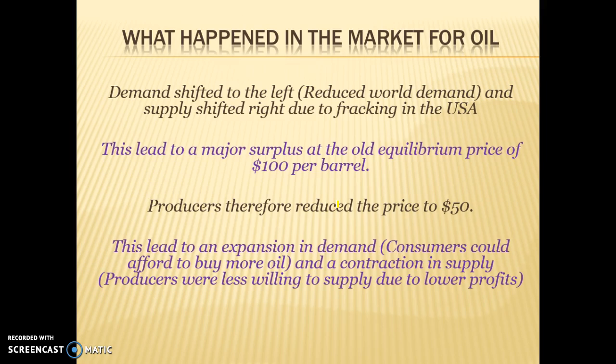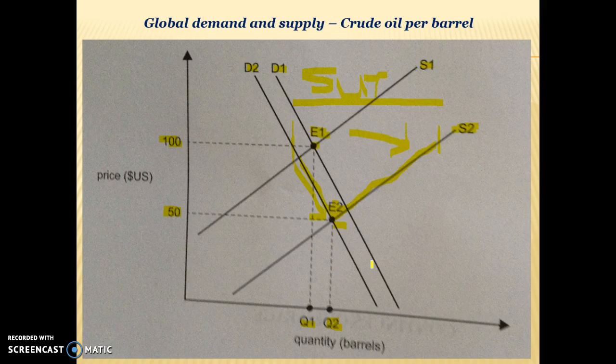So demand shifted to the left because of a reduced world demand, and supply shifted to the right due to fracking in the USA. It's led to a massive surplus at the old price. Producers reduced their price, and it is the lower price that causes both an expansion in demand and a contraction in supply. You can't do this final step before you do this step, or it doesn't make sense. Something has to have caused demand to expand and supply to contract. So if we went back to this example and I gave you another one where demand was to shift to the right and supply was to shift to the left, how are you going to answer that?